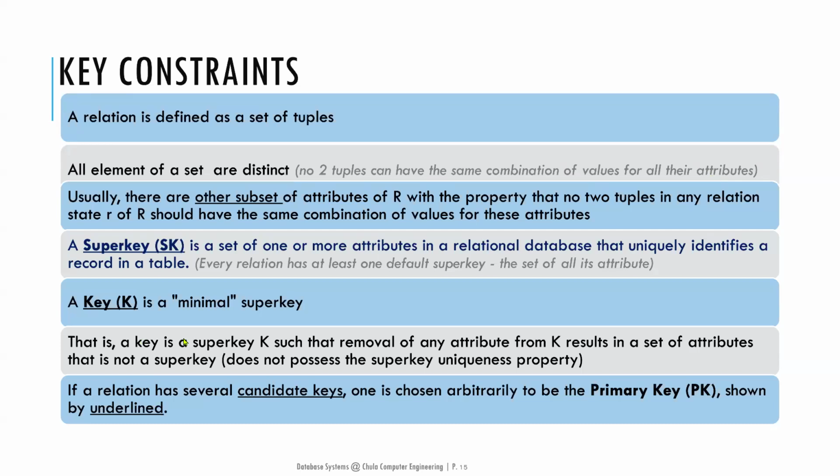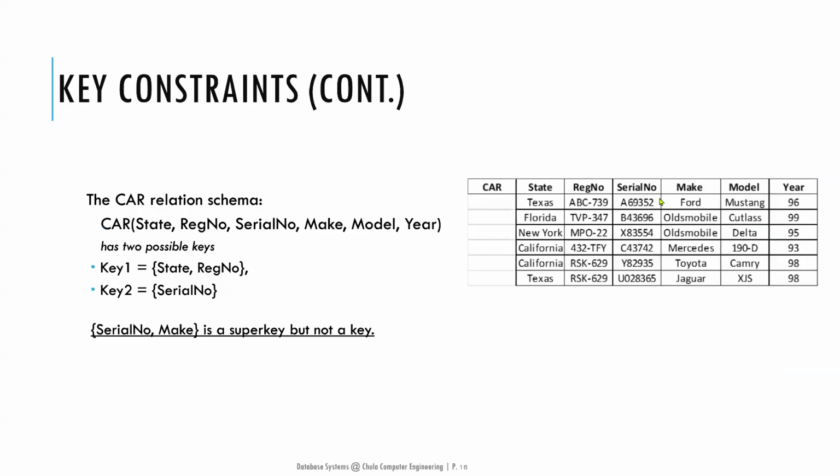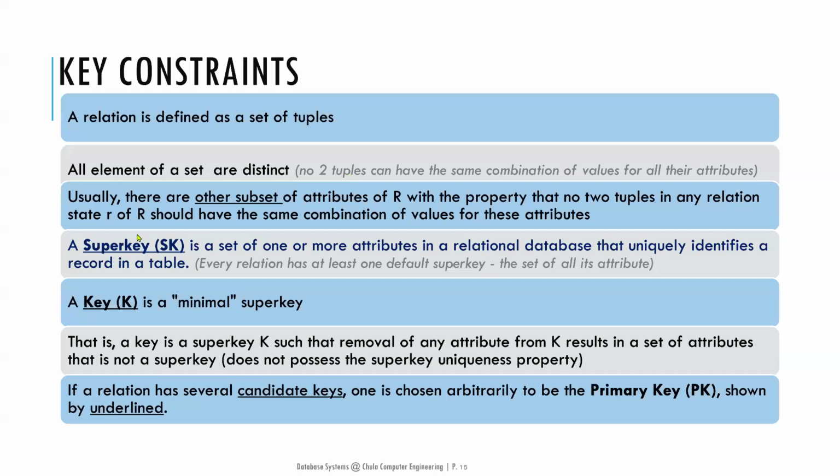So you can see that in the example here, no two tuples have exactly the same data in it. That is what I'm trying to say here. But I'm also saying here that usually there are other subsets of attributes of R with the property that no tuples in any relation state r of R should have the same combination of values of these attributes. What I'm saying in the first line is that all elements cannot be duplicate.